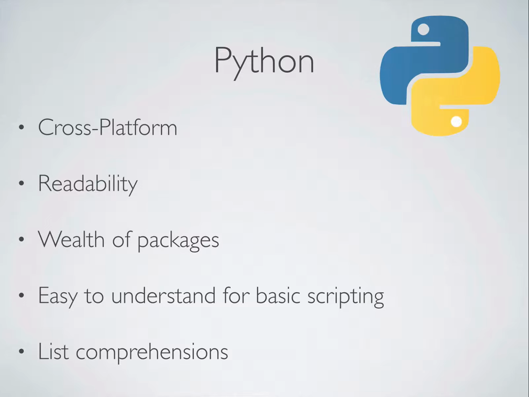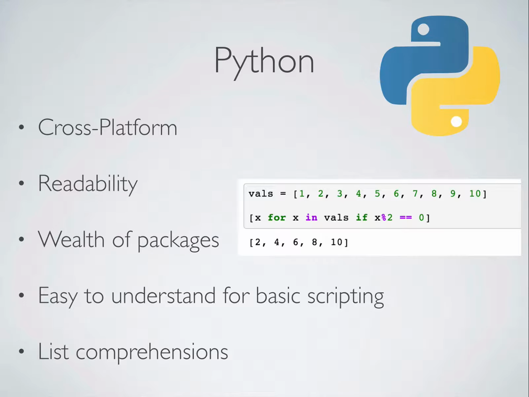Our reference implementation has been implemented in the Python programming language. Python was chosen as it is cross-platform. There's a wealth of packages that we can build on. It's easy to understand for basic scripting. This is important for researchers who may not be familiar with the language that we've chosen, and for network operators. It also has list comprehensions. List comprehensions allow functional programming to be used. This is especially important when we're dealing with large lists of data.